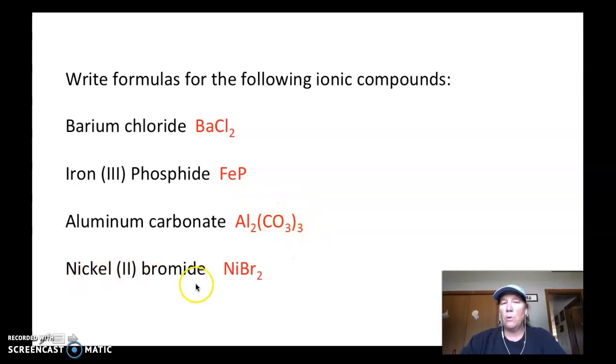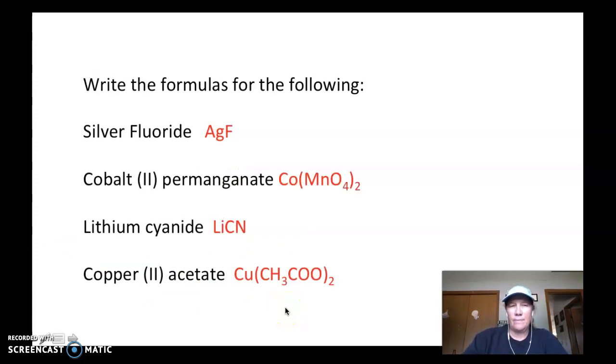And here's nickel 2 bromide. Nickel 2 is up here, bromine 1, so I've got to crisscross them. Okay, here's some more. Silver fluoride, they're both 1s. AgF. Cobalt 2 is up here. Permanganate is MnO4. It's one of those polyatomic ions. I need more than one, so I'm going to put in parentheses with a 2. Lithium is 1. Cyanide is a polyatomic ion, CN. It's -1, so it's just LiCN.